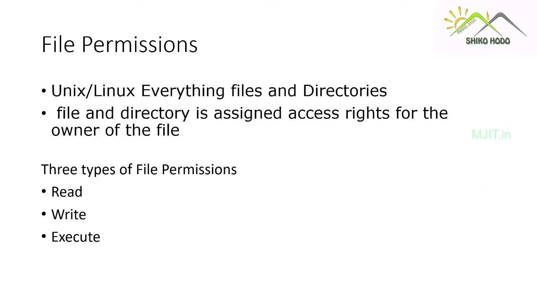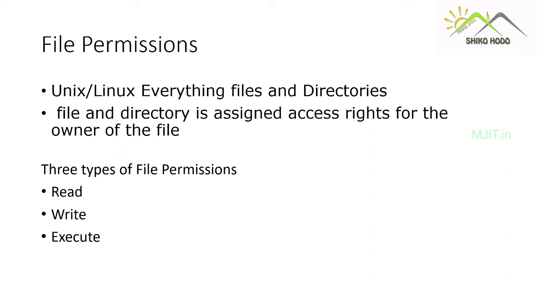Today we are going to discuss file permissions in a Unix-like environment. In Linux or Unix, everything is treated as files and directories. The files and directories have permissions in Linux. What are the permissions? There are three permissions in a Linux or Unix-like environment: read, write, and execute.